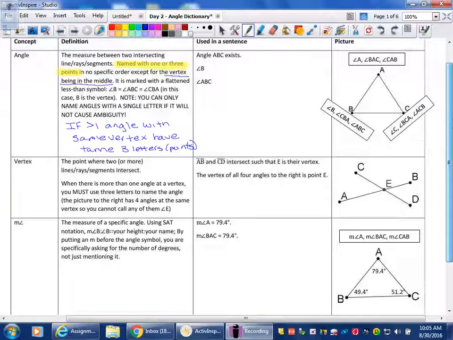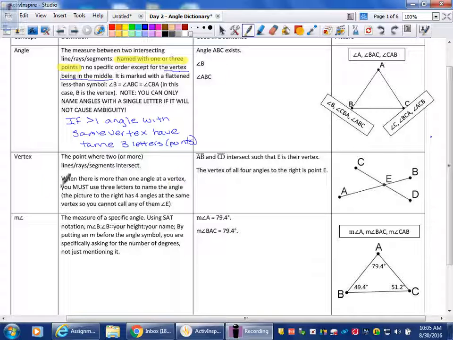Now, you've heard me use the term vertex. I hope we all know what the vertex means. The point where 2 or more lines, rays, or segments intersect. Okay? When there's more than one angle at a vertex, you must use the 3 letters to name the angle. This again is just reiterating what I said up here.